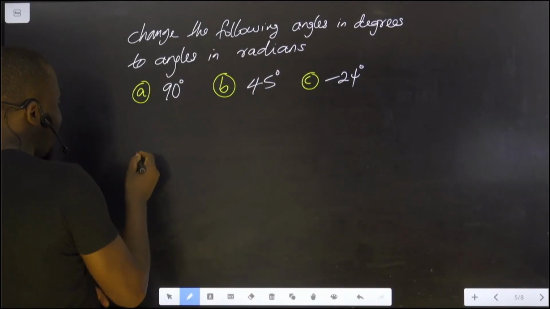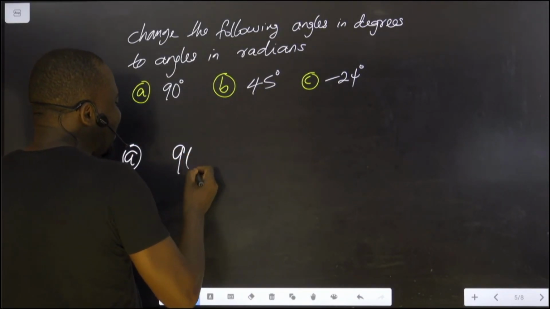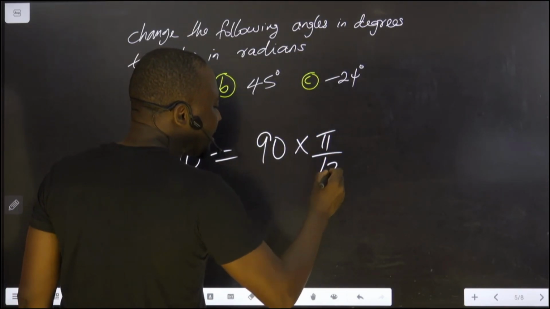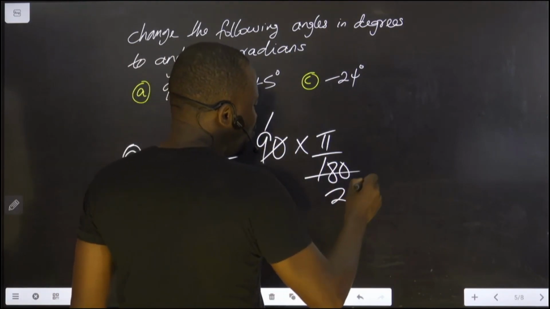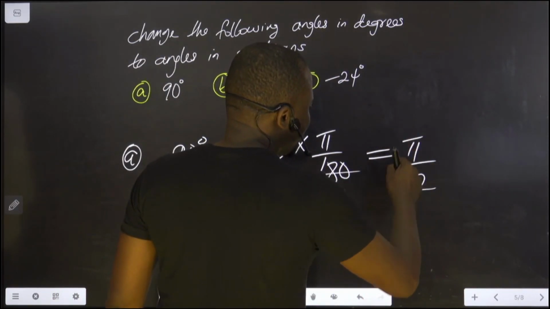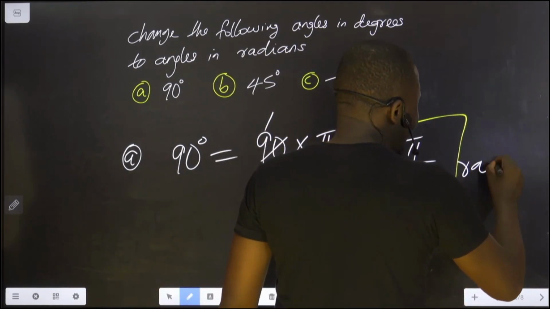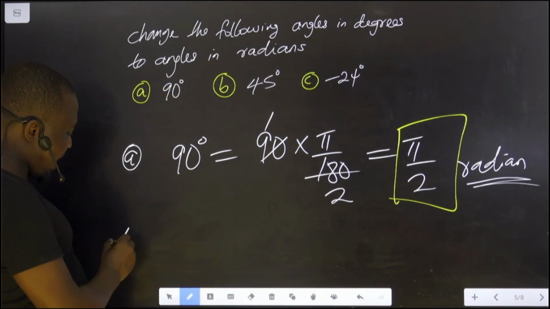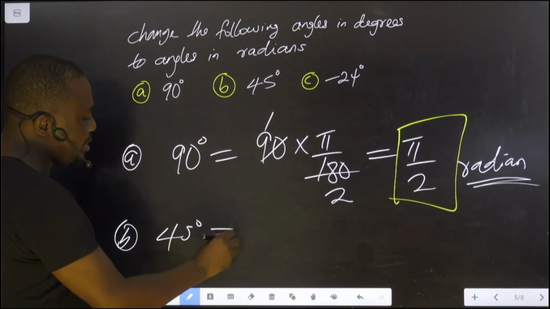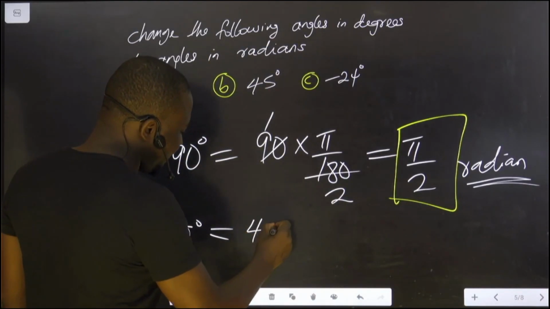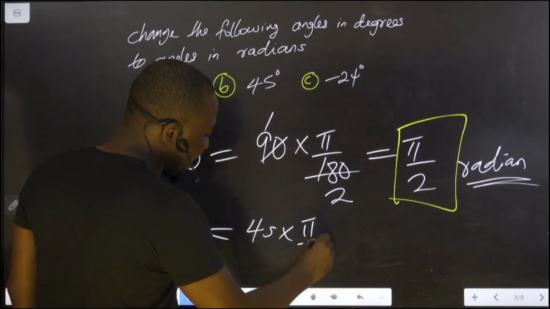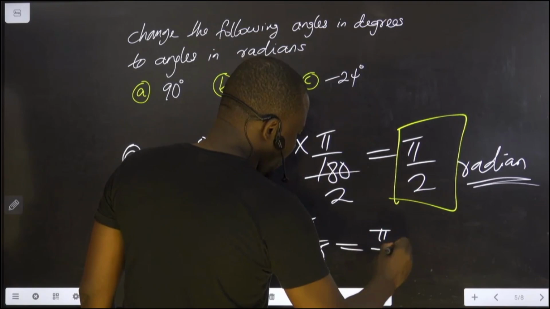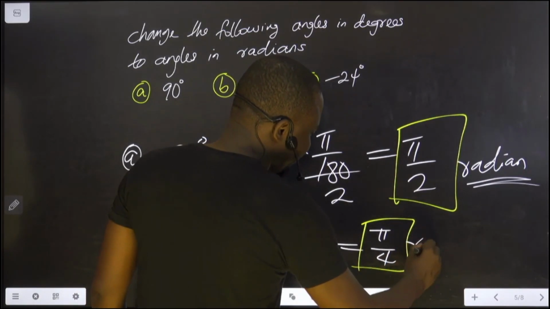To start with A. A for 90 degree is equals to 90 degree multiplied by pi over 180. Here is 1, here is 2, equals to pi over 2. This is the answer in radian. Okay? The next one is B. B is 45 degree convert to radian. Say 45 multiplied by pi over 180. Here is 1, here is 4. Okay? Which is pi over 4 in radian.